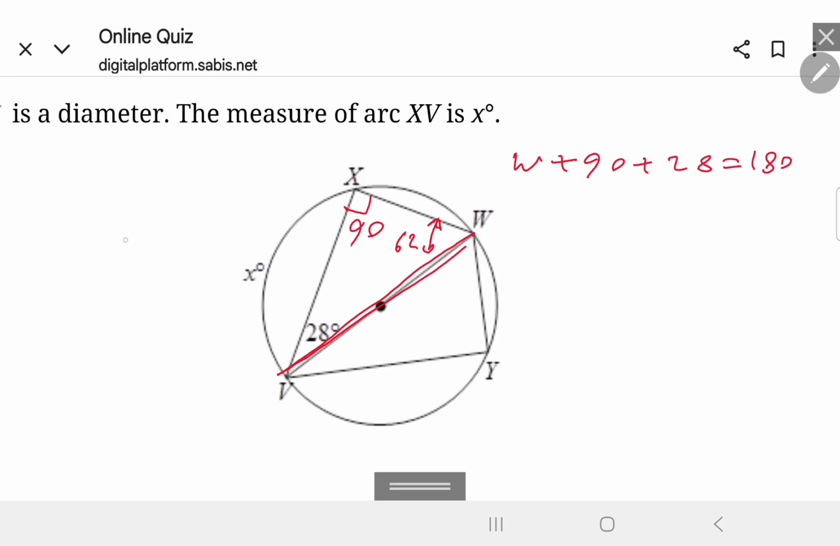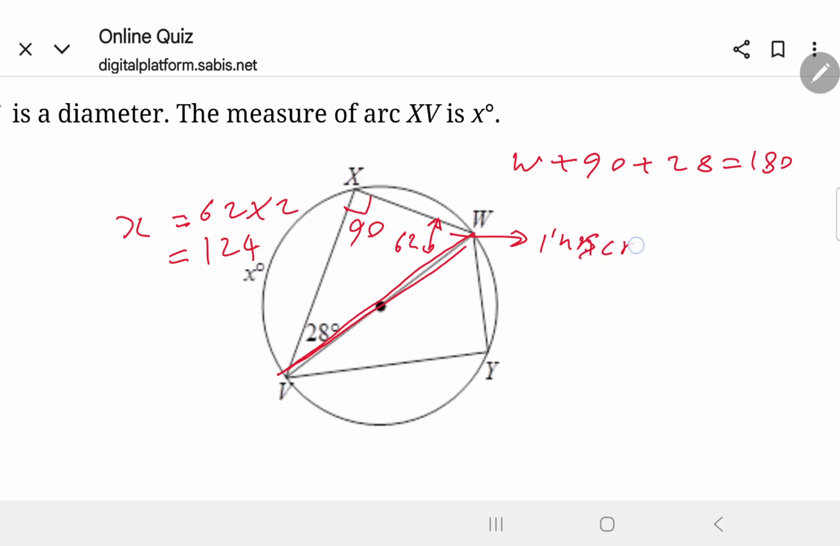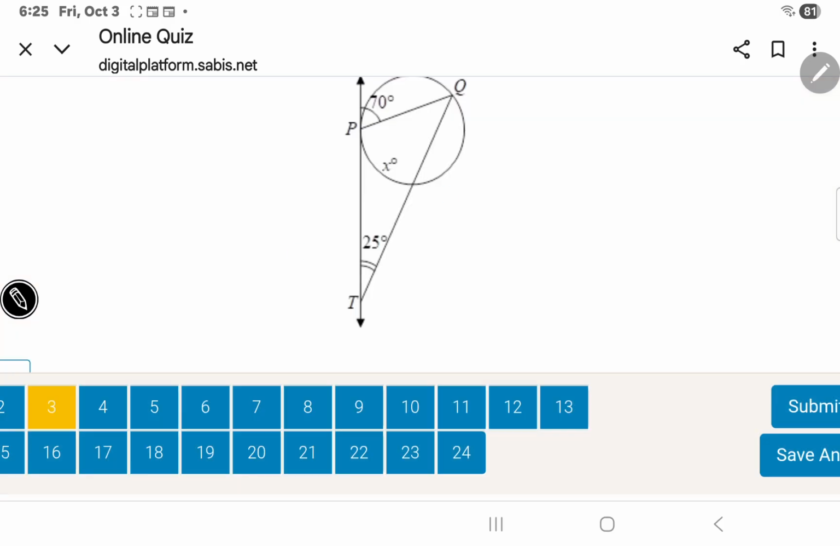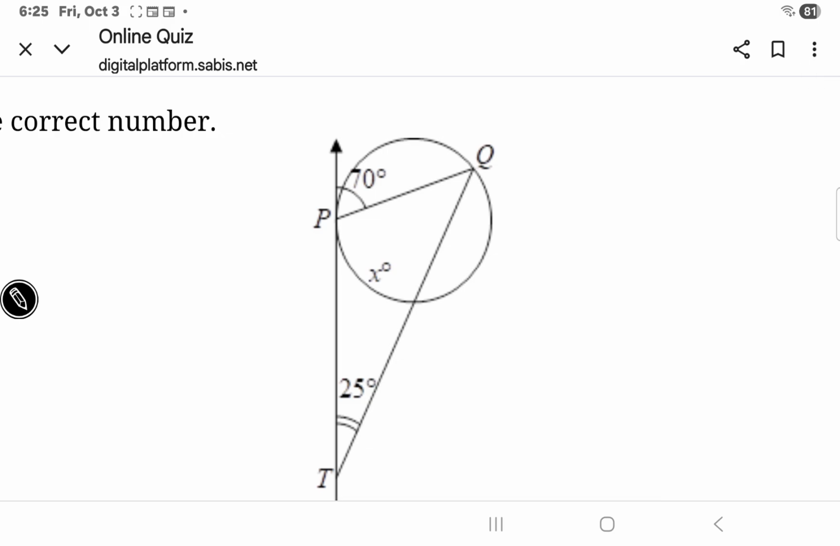Now to calculate x, we can say x is equal to 62 times 2, which is 124, because the arc is twice the inscribed angle, or angle at circumference. This is the angle at circumference, or inscribed angle. So the arc is twice the angle. Next question. Number 3. Also here you have to find x.